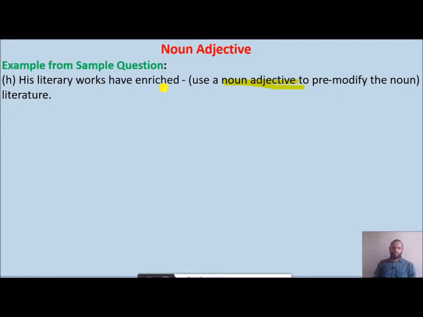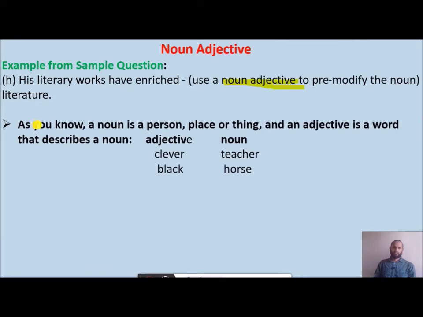So now the question is what actually is a noun adjective. As we know, a noun is the name of a person, place or thing, and an adjective is a word that describes a noun. So the function of an adjective is to describe a noun, but what actually is the function of a noun adjective? Okay, let's see some examples here. You see that clever is an adjective and black is also an adjective, and they are describing the nouns teacher and horse. Clever teacher, black horse.